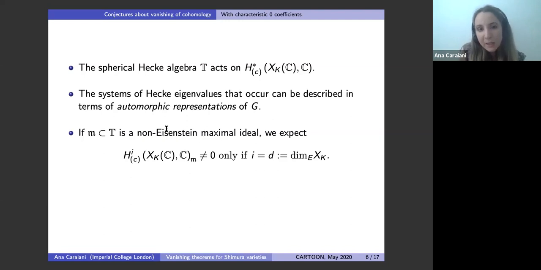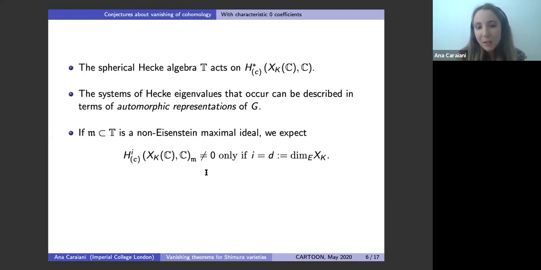So non-Eisenstein will mean basically there is a residual Galois representation, or there should be a residual Galois representation attached to this system of Hecke eigenvalues, and non-Eisenstein is the assumption that this Galois representation is absolutely irreducible. So for modular forms, we have associated Galois representations, and then it makes sense to talk about the semi-simplification of the reduction of the Galois representation.